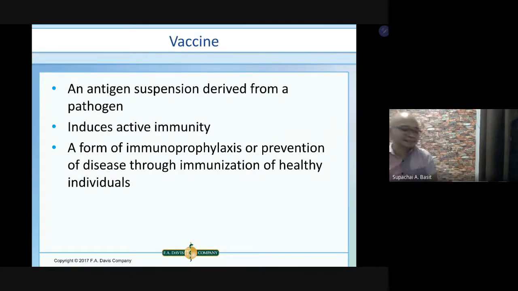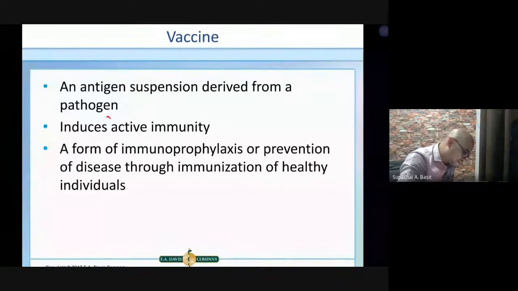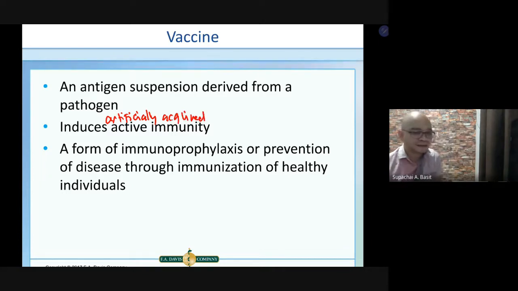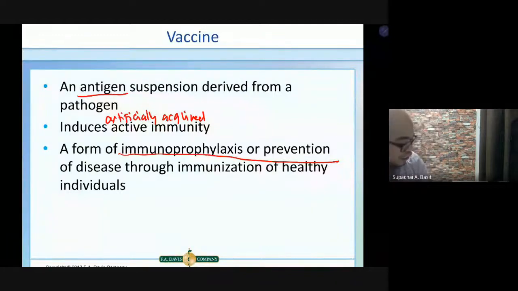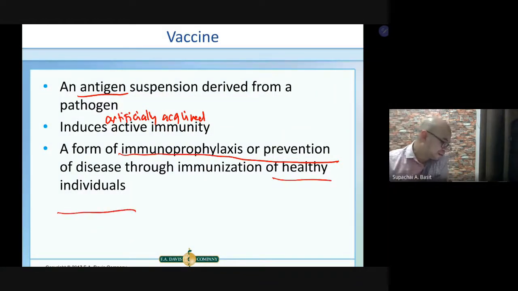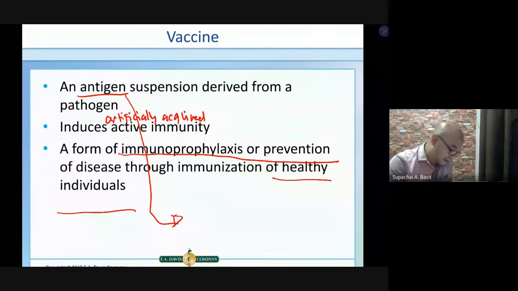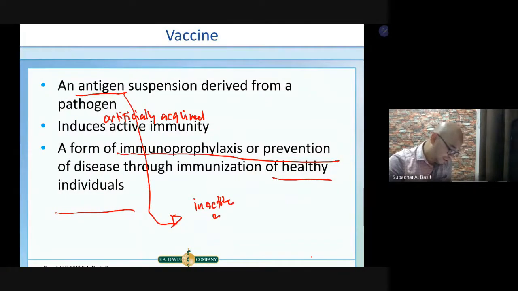So let's talk about vaccine. Administration of vaccine can induce artificially acquired active immunity. So vaccine is made up of antigen, a suspension derived from a pathogen, and it is a form of immunoprophylaxis, or prevention of disease through immunization of healthy individuals. So the vaccine is administered, and this vaccine is actually in an inactivated or attenuated form.